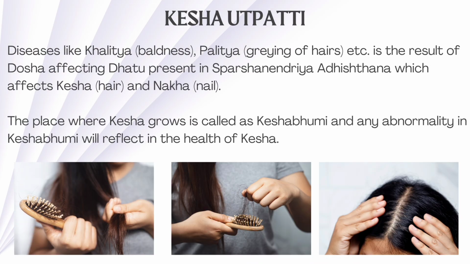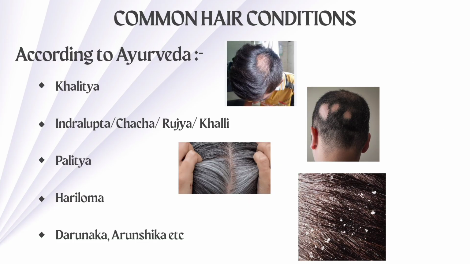Diseases like Kalitya, Palitya, etc. are the result of dosha afflicting the dhatu present in the Sparshanendriya Adhisthana, which affects the Kesha and Naka. The place where Kesha grows is called Kesha Bhumi, and any abnormality in Kesha Bhumi will reflect in the health of Kesha. Common hair conditions. According to Ayurveda, Kalitya, Indralupta, Palitya, Hariloma, Dharunaka, etc.